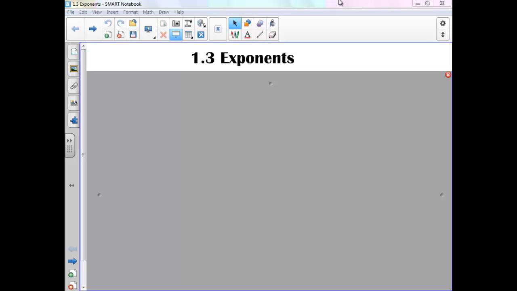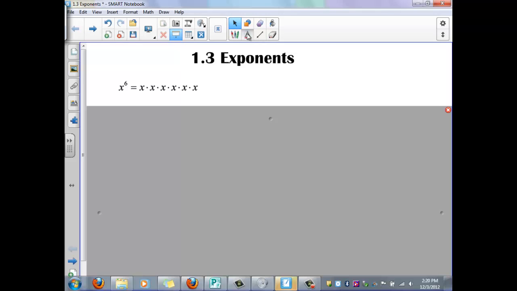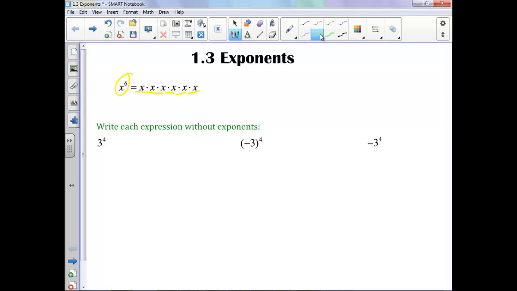So starting off, when we have x to the 6th, these exponents mean this x is getting multiplied by itself 6 times. So notice it's x times x times x times x times x times x. That's what this exponent means right here. It's getting multiplied by itself that many times. So we're going to start by writing these expressions without our exponents.